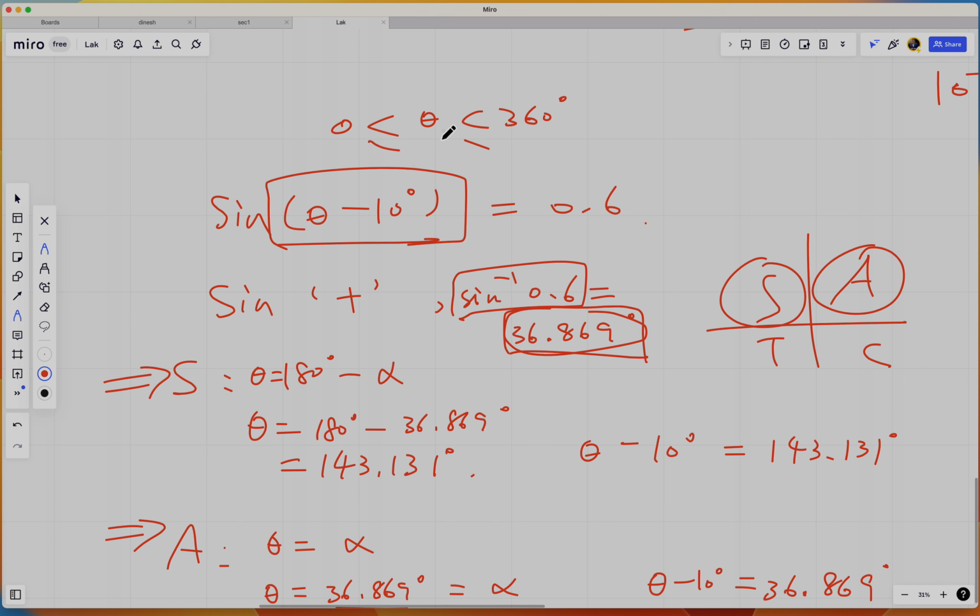So theta is between these two, right? So now theta minus 10 is between negative 10 and 350. Does it make sense? So actually the best practice is always start with the range. Then you continue with this. Understand? Okay, now.